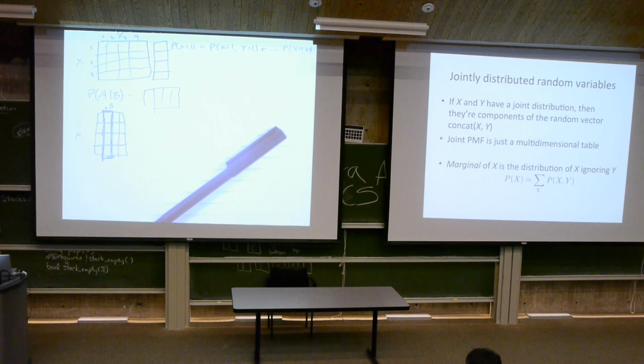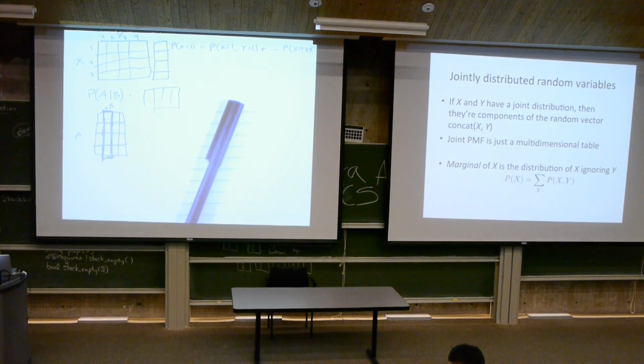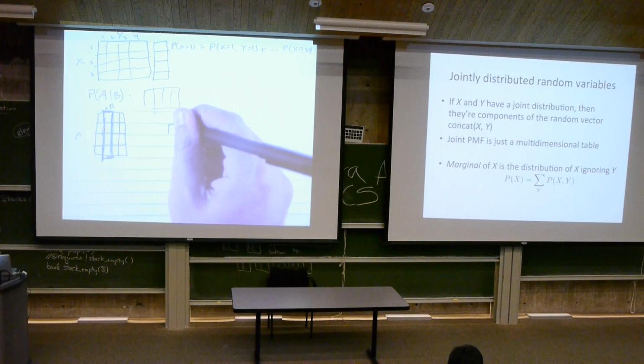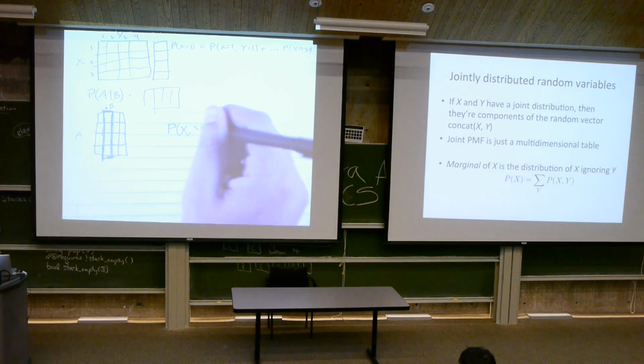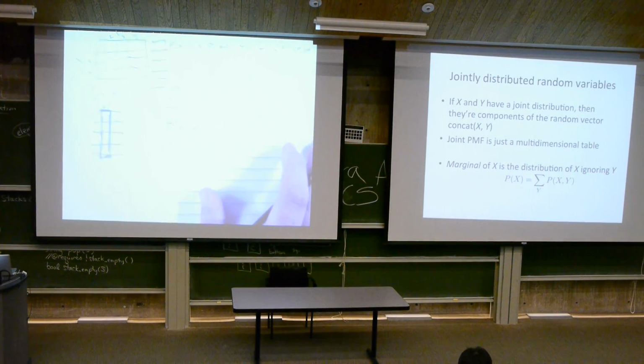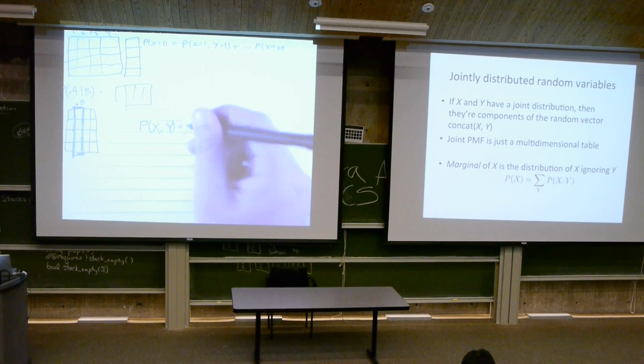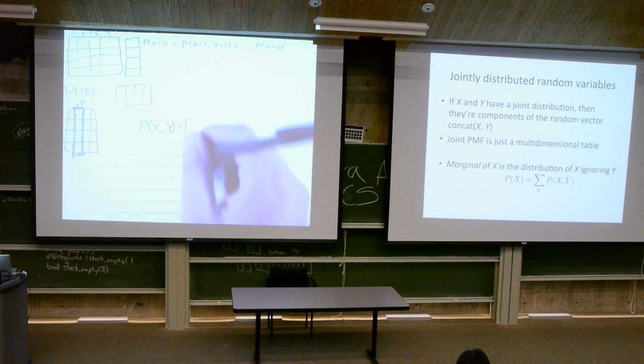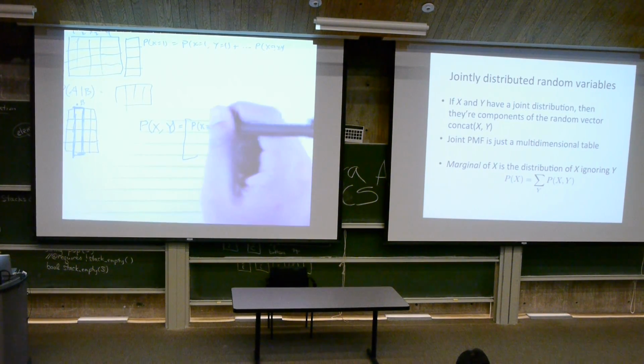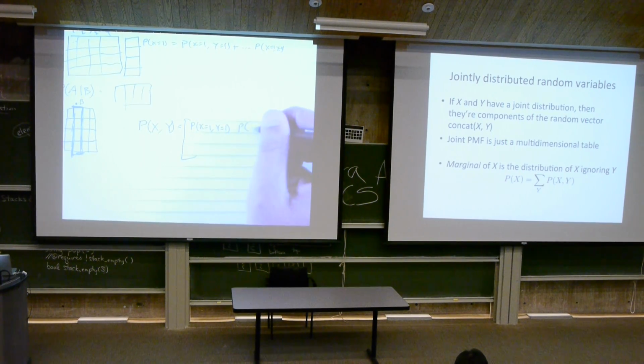Sure. So the marginal distribution is if you have this joint P of X and Y, this can take on a two-dimensional table of all the different possible pairs of values of X and Y.